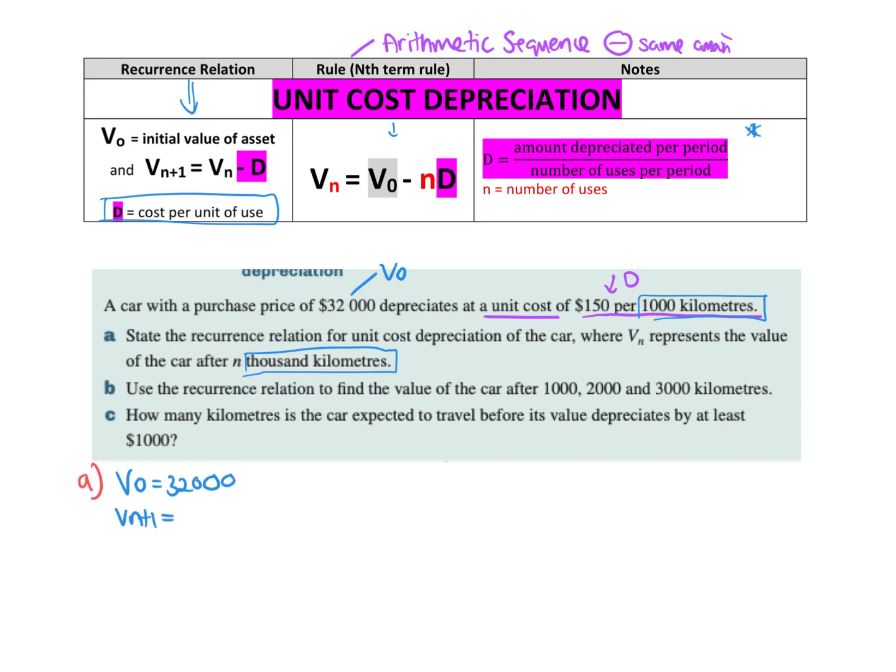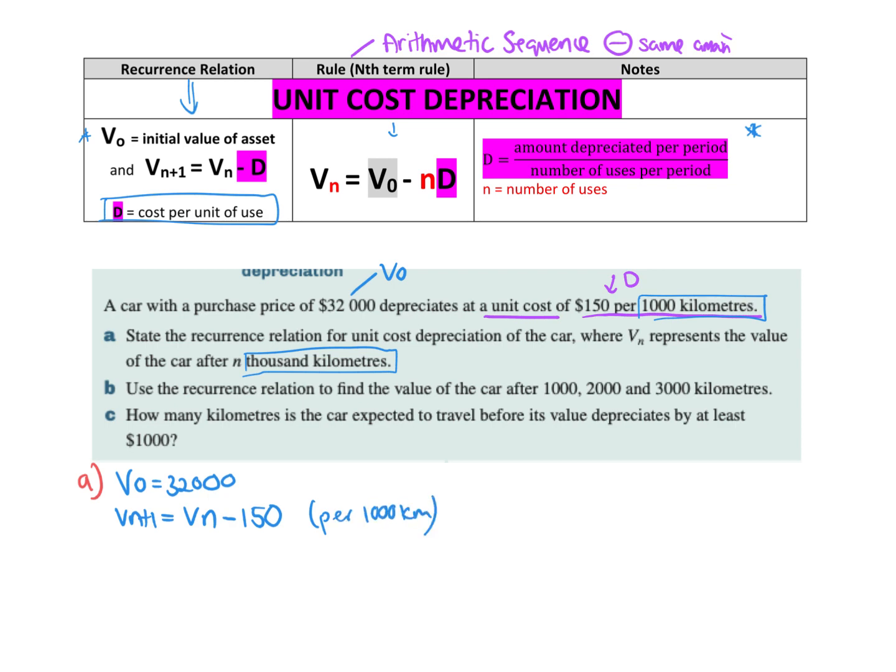Now up here, you can see it's telling me, if it's highlighted, that means I'll have to write something else, not the D. I'll have to write what actually D is. So we'd work that out. It was 150. So there's the recurrence relation. And we're saying that's per 1,000 kilometres.